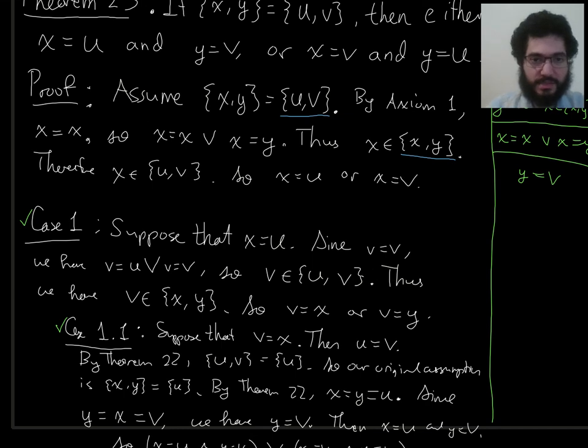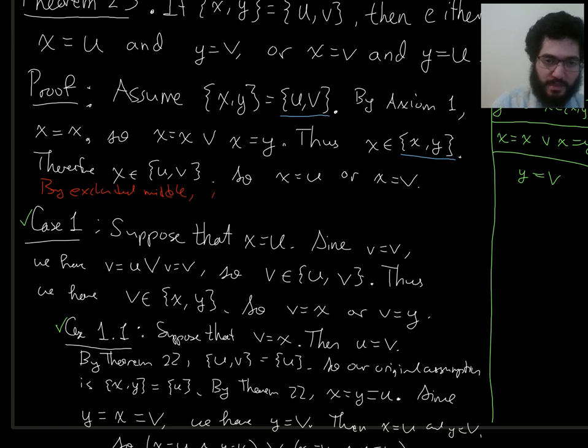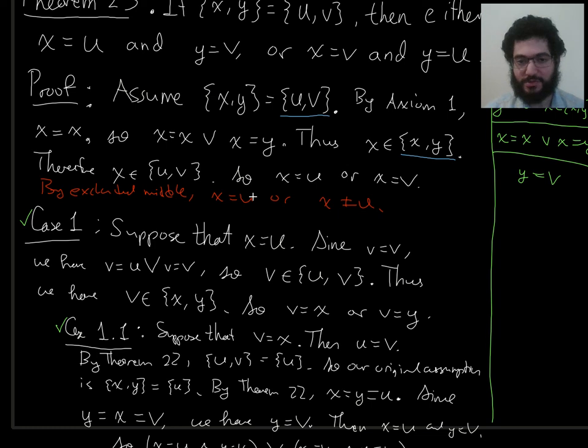So what I'll do here is, instead of focusing on this, I mean, it's true, but let me not base my case split on it. So let me just say, by excluded middle, either x equals u or x is not equal to u. For any statement, it's either true or it's false.